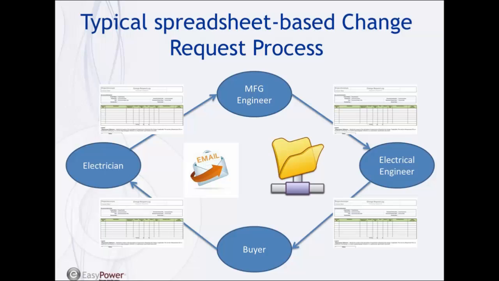At which point, the electrical engineer himself will fill out another change request, or flesh it out a bit, and pass that on to the buyer. In this case, the buyer, after getting approval from the manufacturing engineer and electrical engineer, will then purchase the item and fill out some sort of change request to get the electrician to install it. And then finally, the electrician closes the loop, verifies it's been installed according to the manufacturing engineer's standards, and then passes it back.